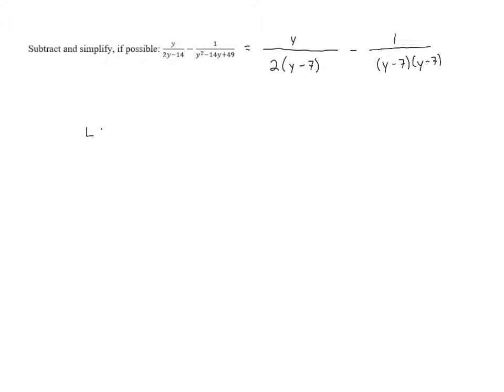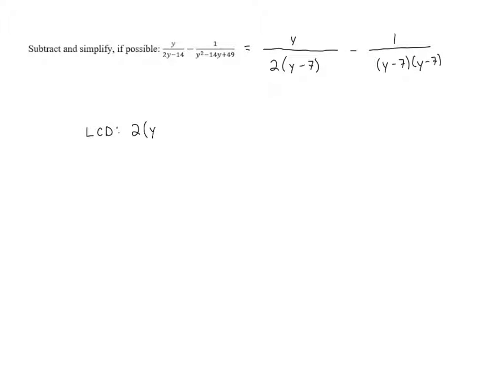Now, in finding the LCD, if we look at the first denominator, there's a factor of 2, so we know that the LCD has to contain a factor of 2. If we look at the first denominator again, there's also a y minus 7. However, the other denominator has y minus 7 appearing twice. Because the LCD needs to include each factor the most number of times it appears within a denominator, this means that the LCD has to contain 2 factors of y minus 7.